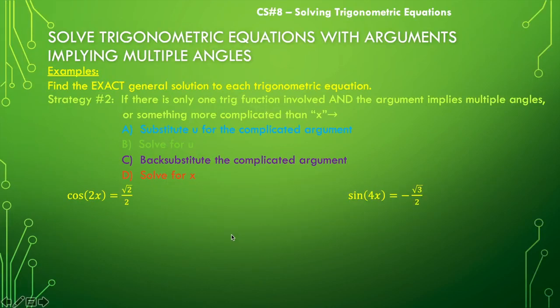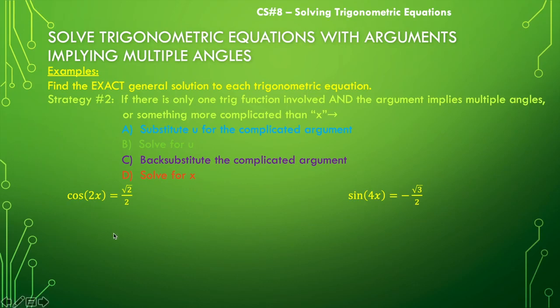So we're going to use this strategy when we have a trig function and whatever the argument is, is more than a single variable, okay? So what we're going to do is substitute u in for that complicated argument. We're going to simplify it a little bit, okay? And then after we've done that, we're going to solve for u. And then whatever we get for u, we are going to back substitute that complicated argument back in, and then we'll go ahead and solve for the variable that we originally had.